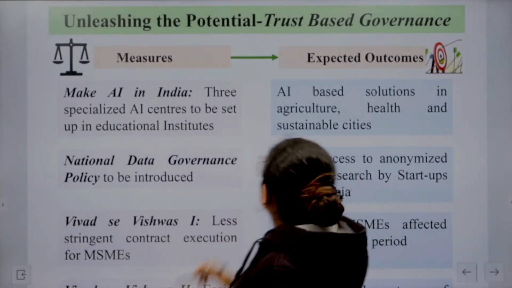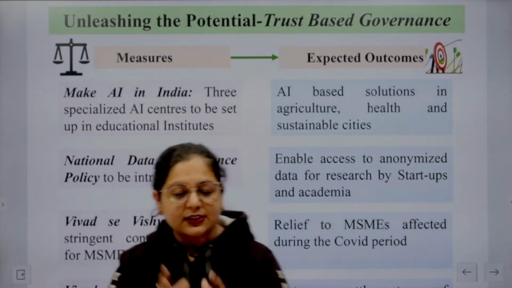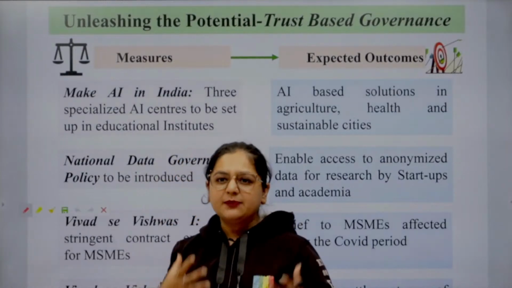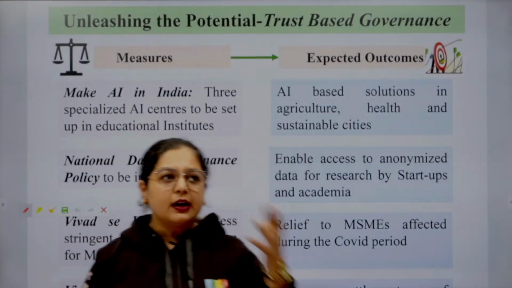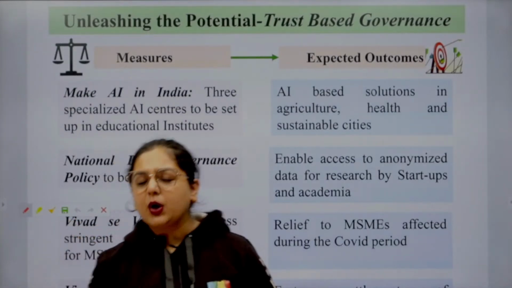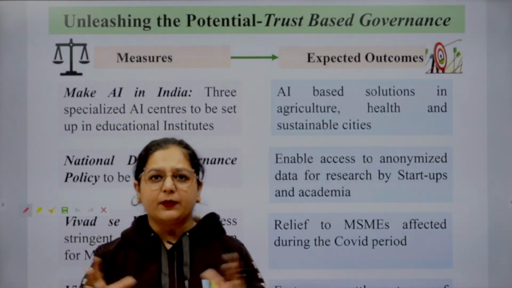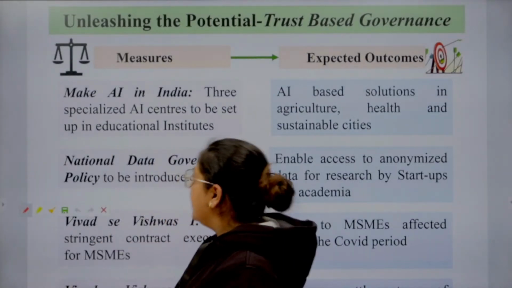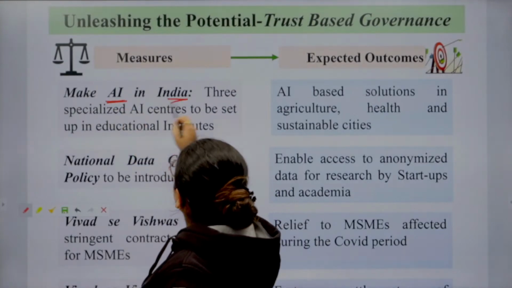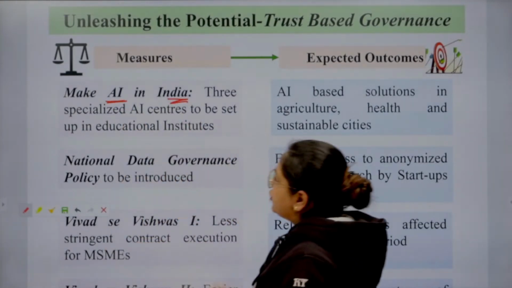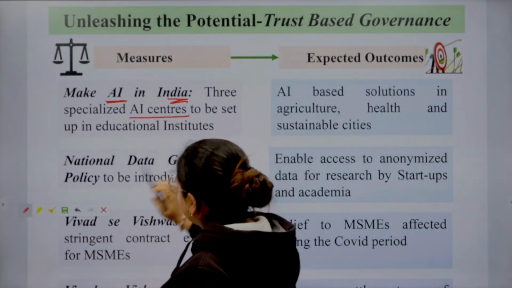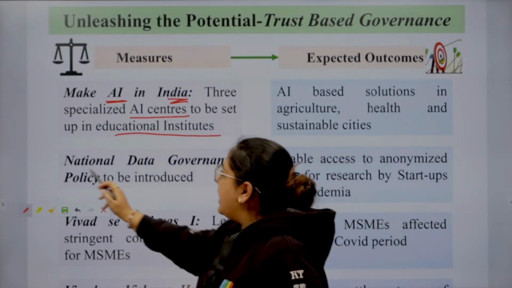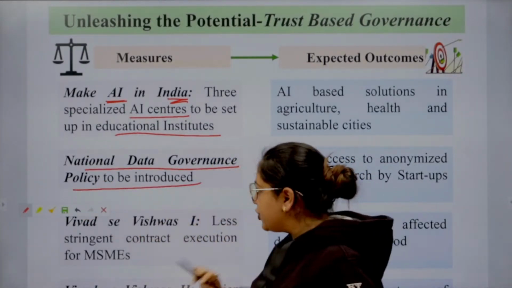Then next we have unleashing the potential, that is trust-based governance. As we know, here we are talking about the judiciary, and not only the judiciary, rather whenever we speak of our potential, we have skills, law and order, technology, so everything in our ecosystem consists of the potential, right? So make AI in India, that is artificial intelligence in India. Three AI specialized centers will be set up in educational institutions, definitely. A National Data Governance Policy will be introduced.